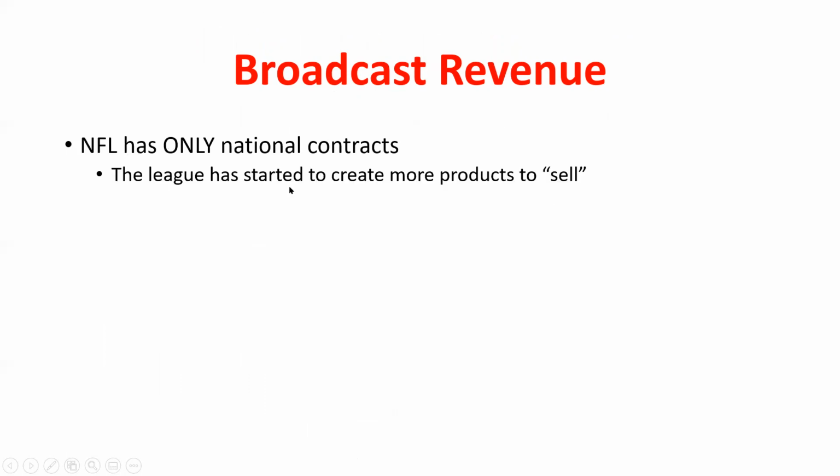So another main area that we can be interested in is broadcast revenue. And once again, we'll start to see some differences and start to really think about differences across these markets. So the NFL has only national contracts, right? So they make all the televised game deals. It's not like the Chicago Bears have their own deal with local networks, right? The NFL makes all of the broadcast deals, sells all the broadcast rights to these games.